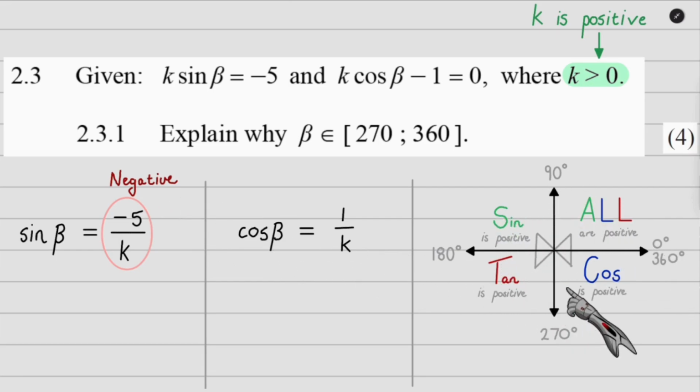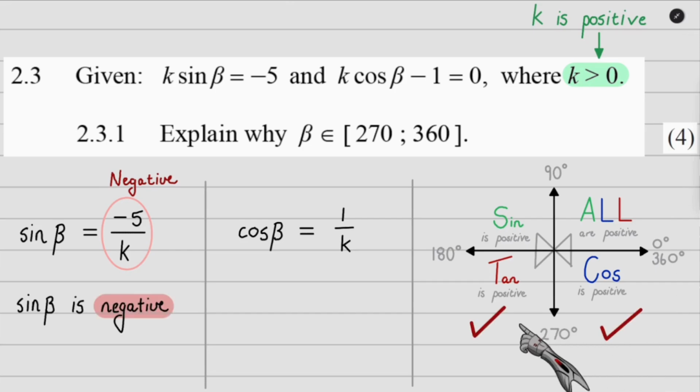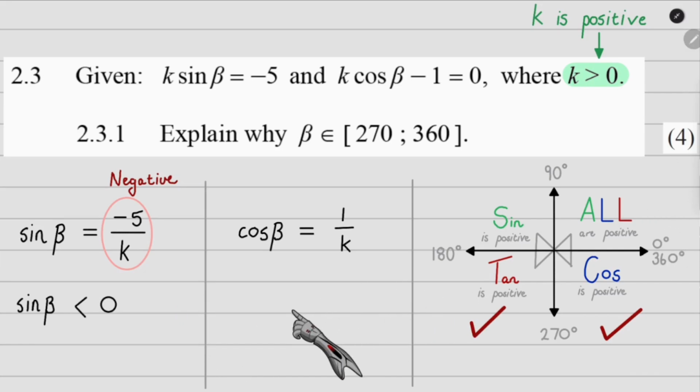So we have a look at the cast diagram and we ask ourselves, where is sine beta negative? So it's positive here, so it has to be negative in these two quadrants. And I like to put little ticks in those quadrants just to keep track of where sine beta is negative. And bear in mind, you don't have to write sine beta is negative. You can write it more mathematically like this. You can say sine beta is less than 0. But I prefer the previous one, it just makes more sense to my brain.